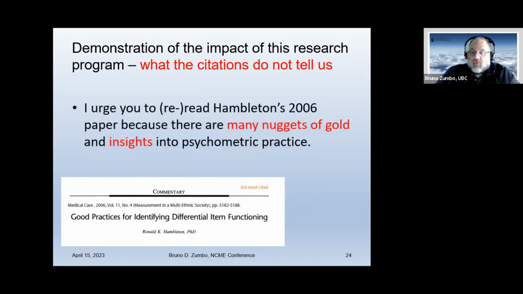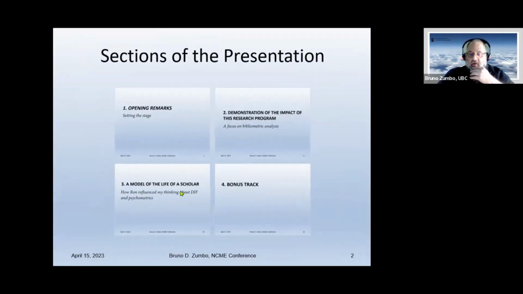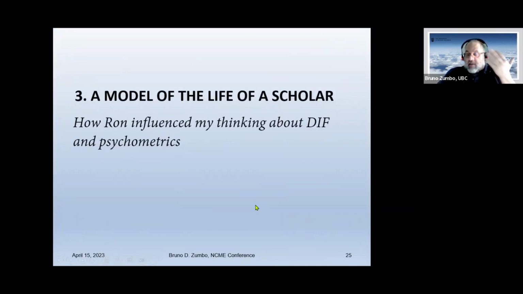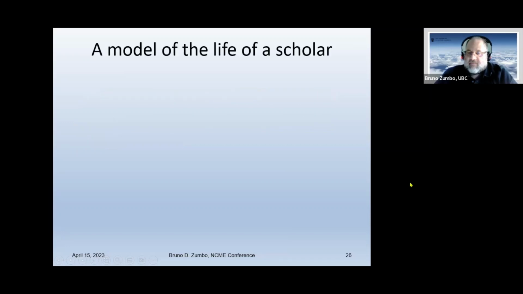So I urge you all to reread Hambleton's 2006 paper, because there are many nuggets of gold and insights in it. And don't take my honoring Ron and continuing to struggle with some of the recommendations as anything other than my admiration for the man, the scholar, and his ideas. And he would say, go prove it, show it, come back, show the mathematics, do the simulation, show me how this works in practice. So all of those things that I had as reflections on his recommendations are really honoring our work and our life together over 30 years. So let me say a few words about Ron as a model of the life of the scholar and how he influenced my thinking about DIF and psychometrics.